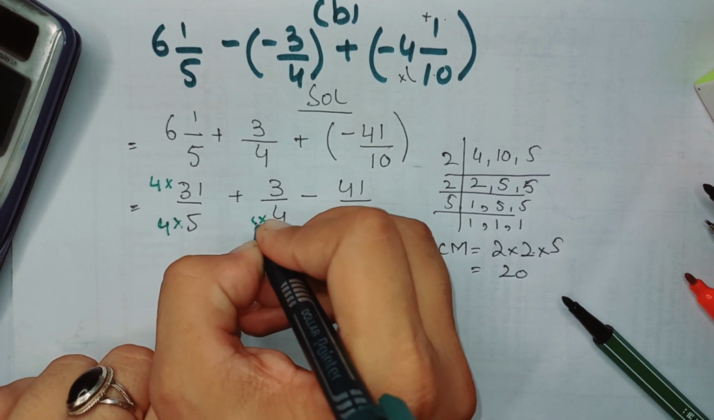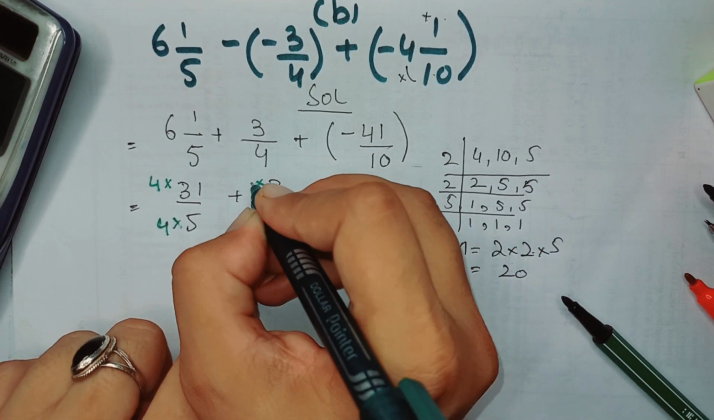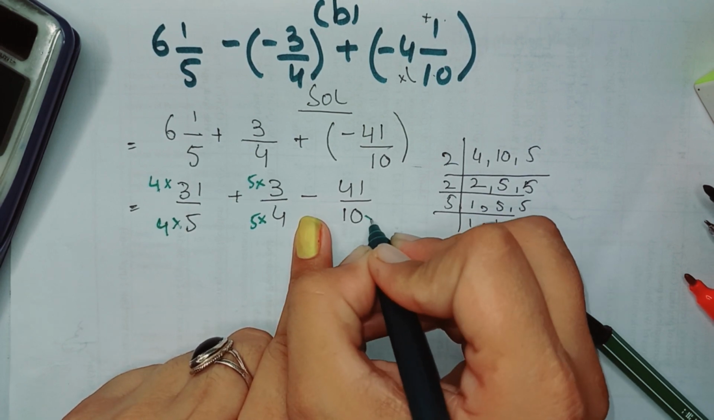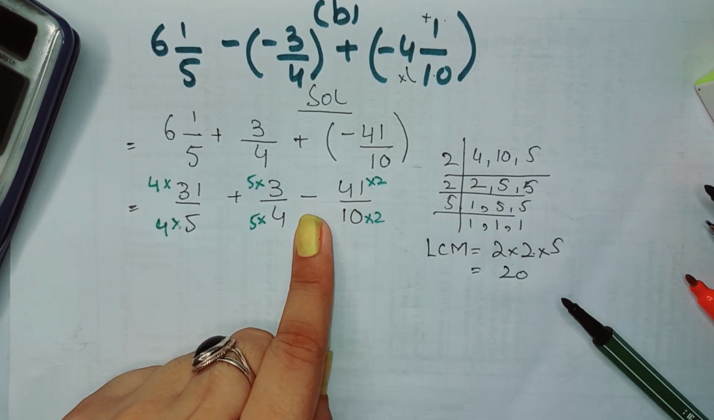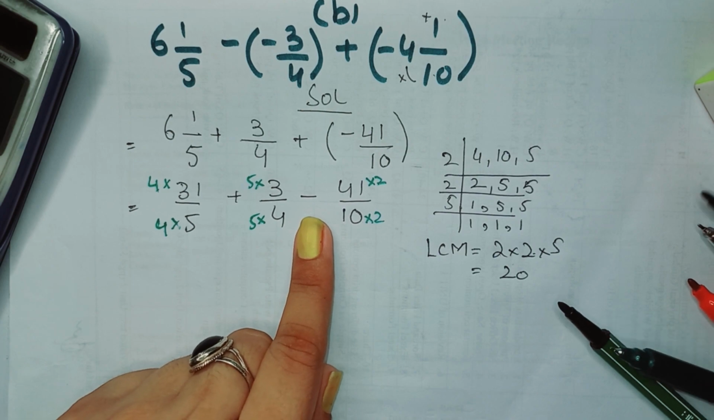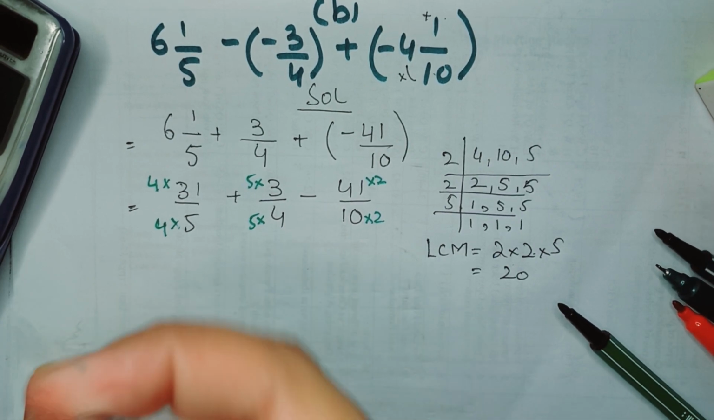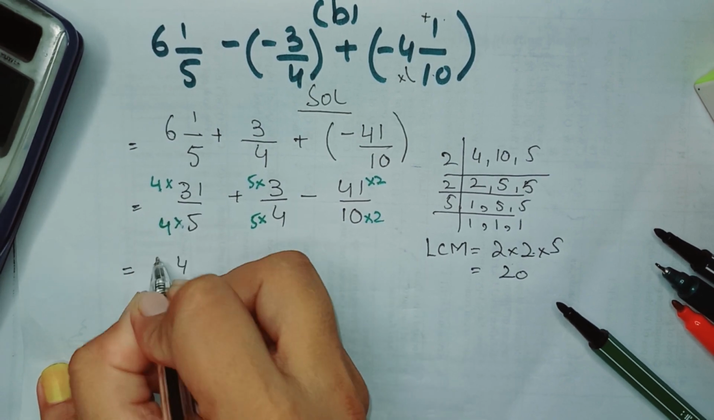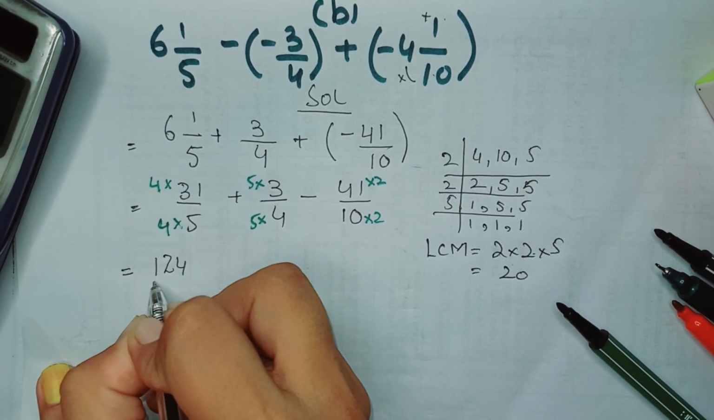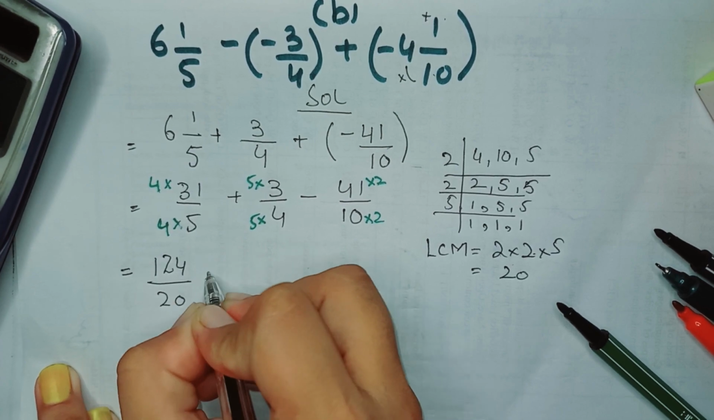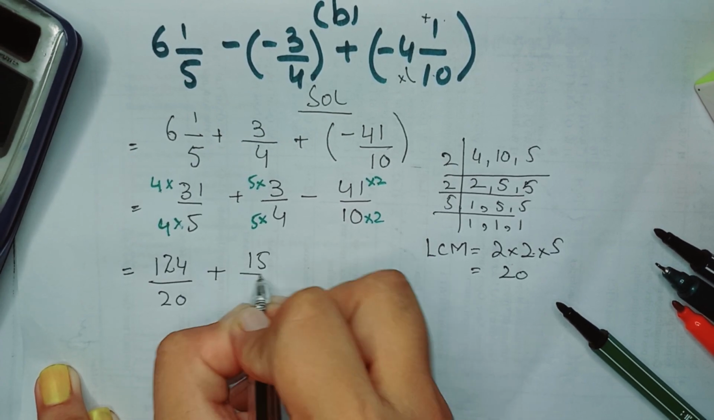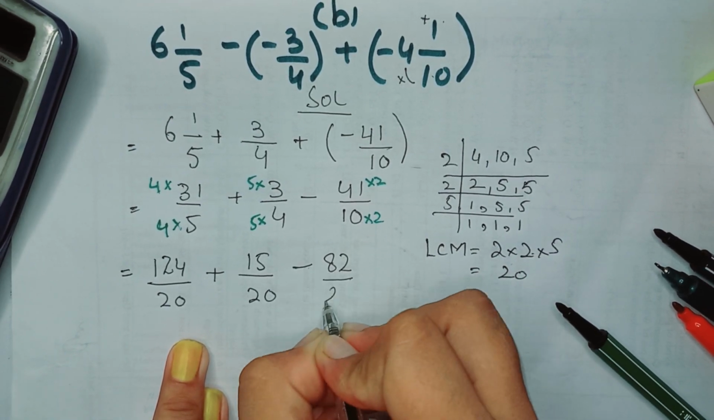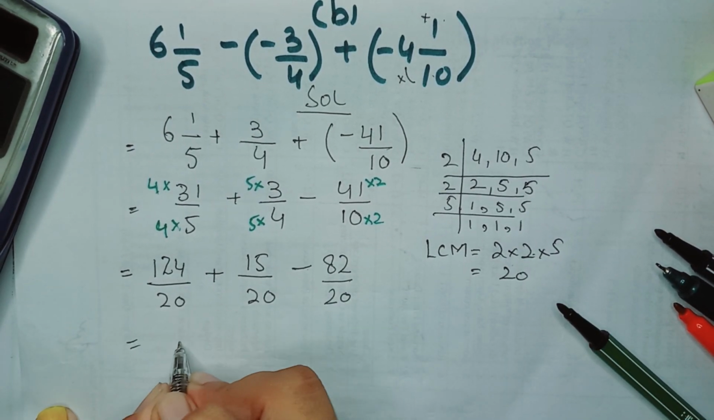Now here also you have to multiply by 5 to get 20. So here also you will multiply by 5. To get 20 here you will multiply by 2, and here also you will multiply by 2. So you will see that you will get 31 times 4 is 124, and 5 times 4 is 20, 5 times 3 is 15, and 5 times 4 is 20, 41 times 2 is 82, then 20.